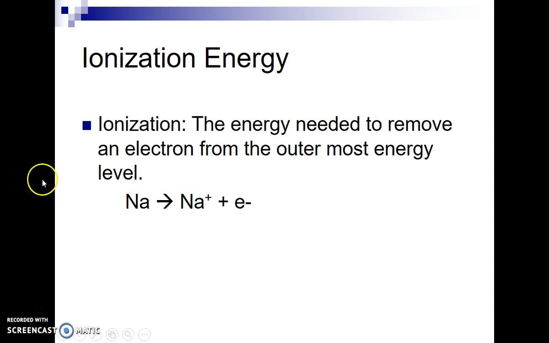The last trend we have to look at is ionization energy. You should have the word ionization energy here. Ionization energy is the energy needed to remove an electron from the outermost energy level of an atom.